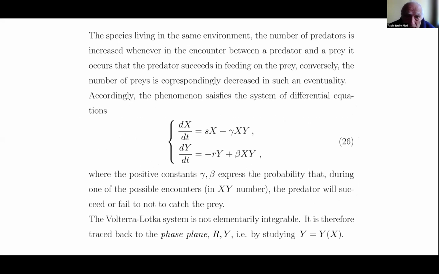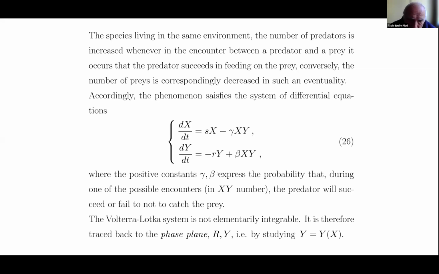The number of predators is increased whenever, in the encounter between a predator and a prey, the predator succeeds in finding the prey. Conversely, the number of prey correspondingly decreases in such an eventuality. Accordingly, the phenomenon satisfies the following system of differential equations. This is the classical theory by Lotka and Volterra.